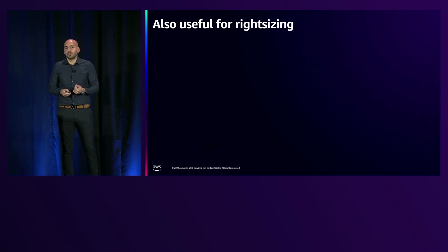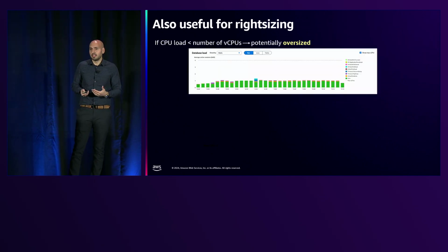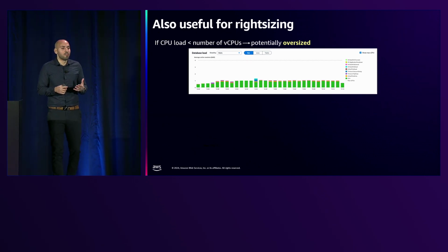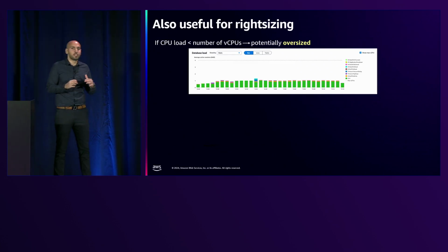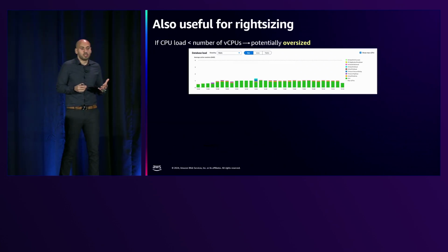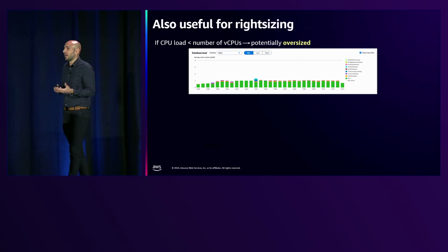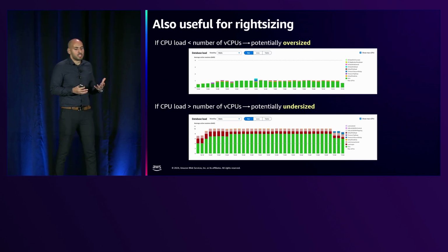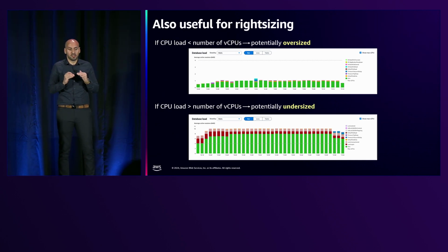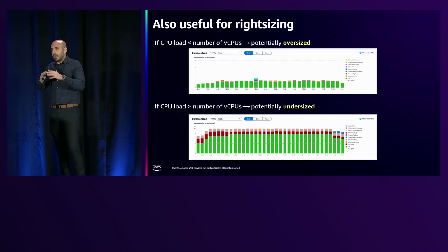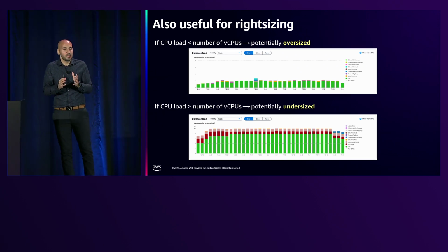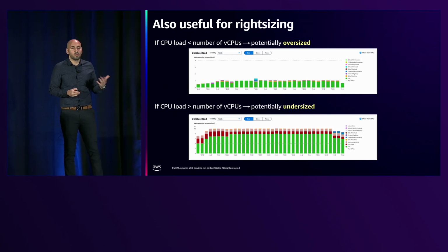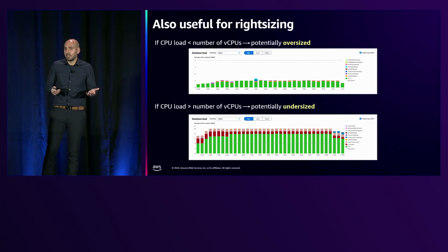Now, we also found that many customers use Performance Insights prior to right-sizing decisions. So when we find a database load chart that looks like this, where the number of vCPUs in the instance is much higher than the database load, we know that this is a potentially oversized instance, so we might have cost optimization opportunities. On the other hand, when we look at the load chart and we see that the number of vCPUs of that particular instance is lower than the actual workload and the actual database load, then this is a potentially undersized instance. So we will need to either tune the application, the database, the SQL statements, or alternatively, right-size the instance.